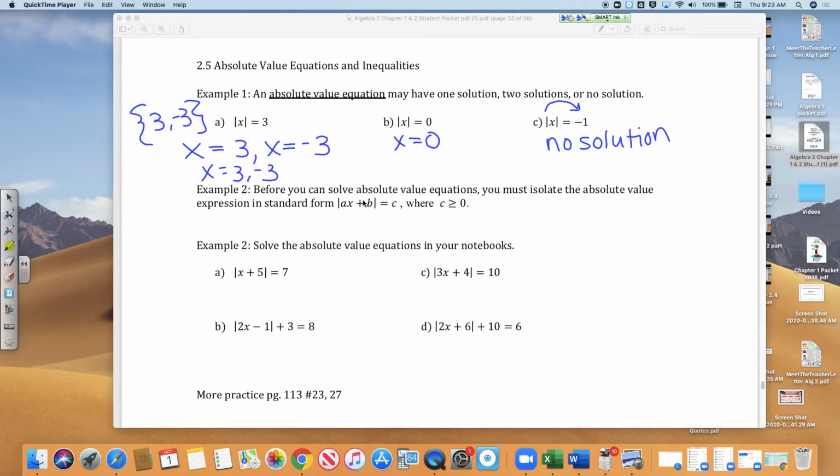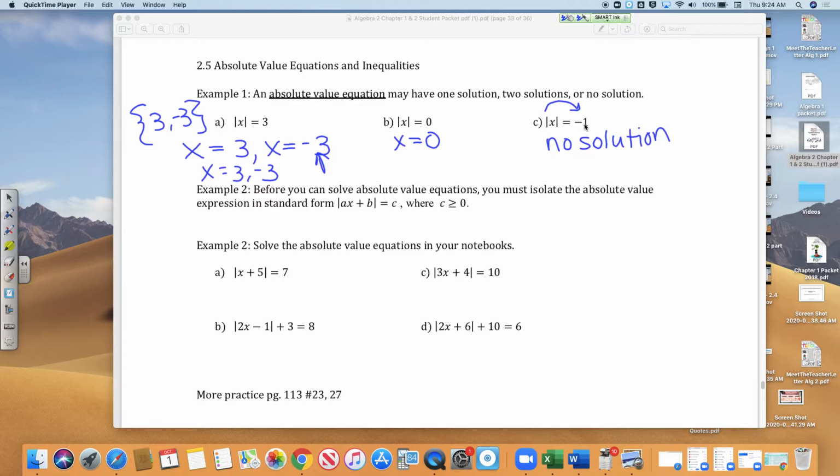Notice, though, that your answers to absolute value equations can be negative numbers, because these negative numbers, when you put them into the formula, spit out a positive answer, but the absolute value can never equal a negative number. There is no number I could put in for x that when I take the absolute value of it, it would equal a negative 1. It's impossible. So in example 2, we're going to be solving absolute value equations.